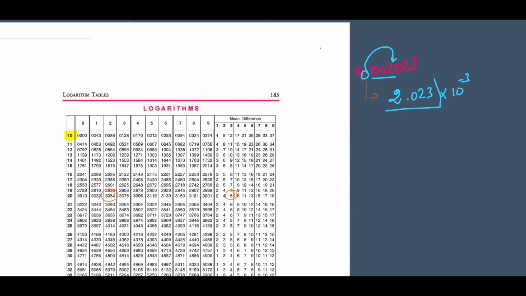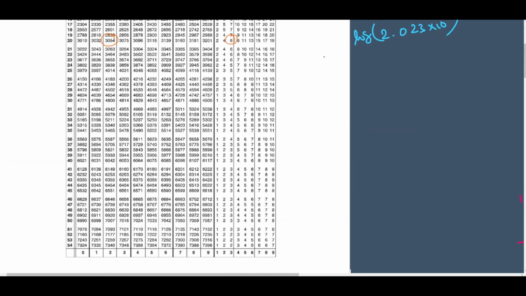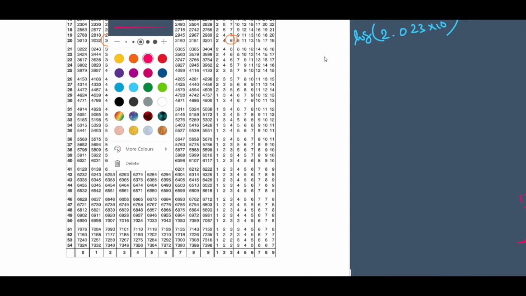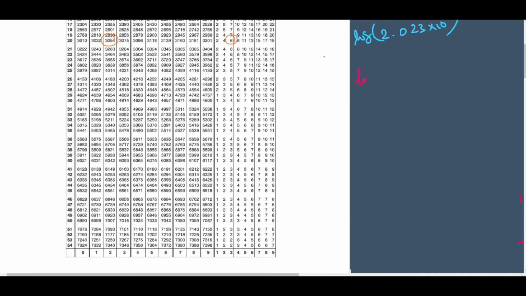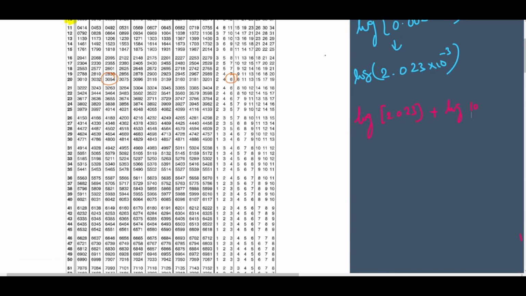The same thing we have to follow here. So when you are going for log of 0.002023, we have to check with 2.023 into 10 power minus 3 log. How will we do it? Just addition. Clear? First thing, we go for log of 2.023 plus log of 10 power minus 3. So how can we do that?